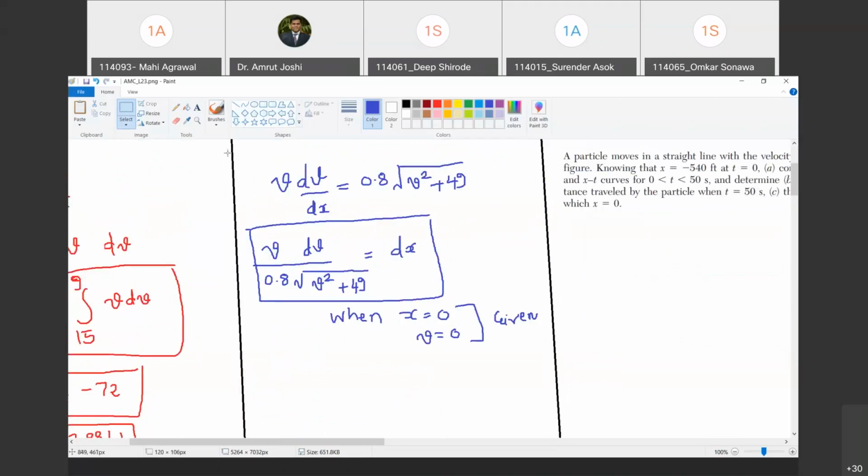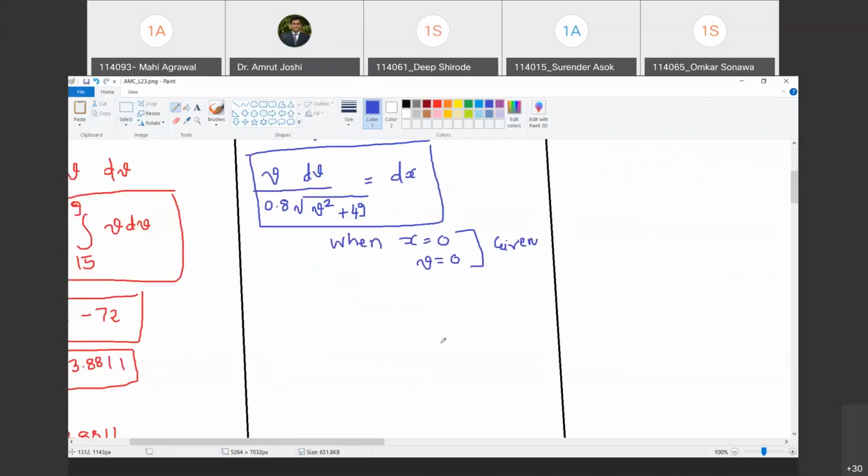Yes, sir. Now look, I am going to integrate the left hand side from the starting velocity, that is 0, up to 24 meter per second. Are you with me? Yes, sir. 24 meters per second. And I am going to write it as v dv upon 0.8 into square root of v square plus 49. Do you agree with me? Yes, sir.